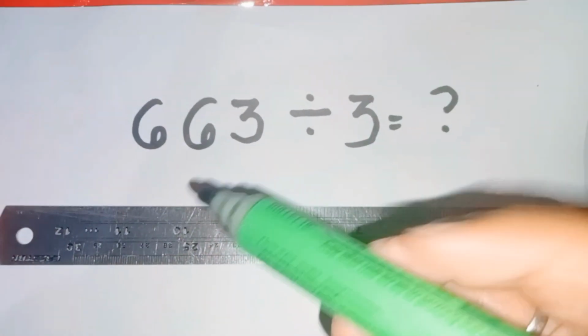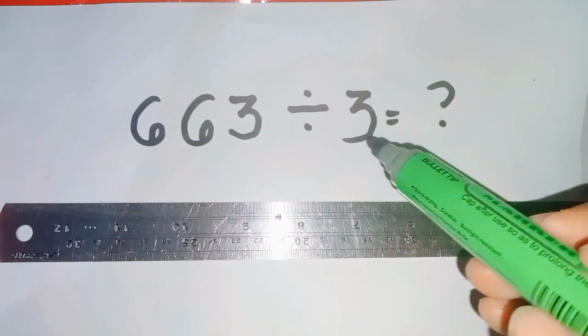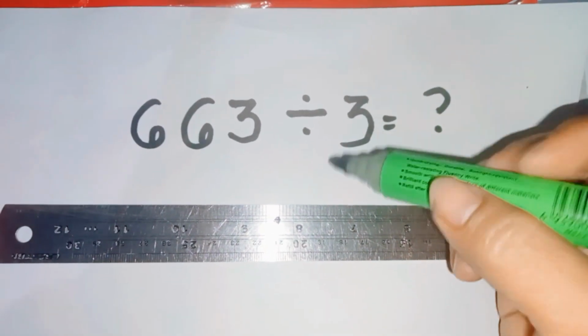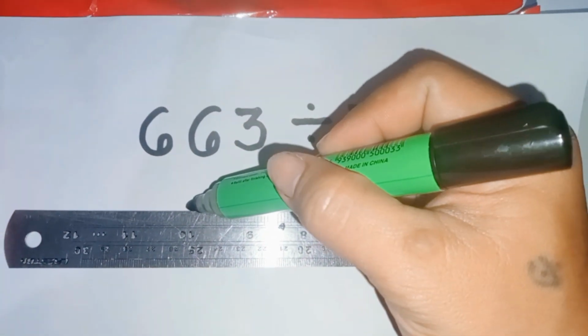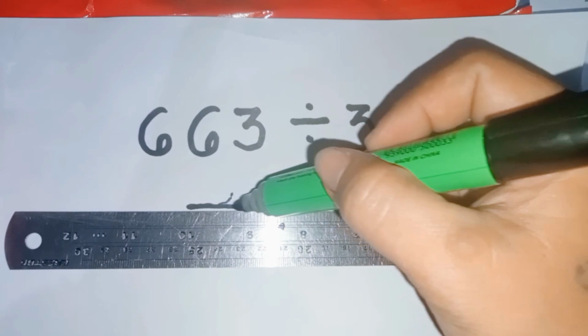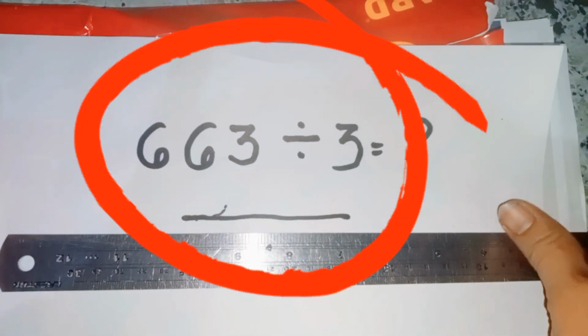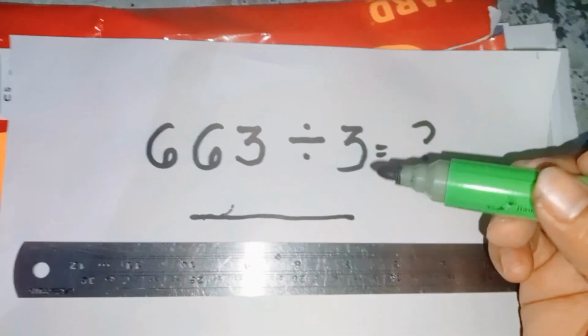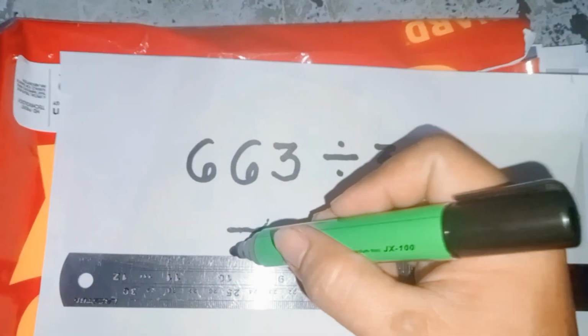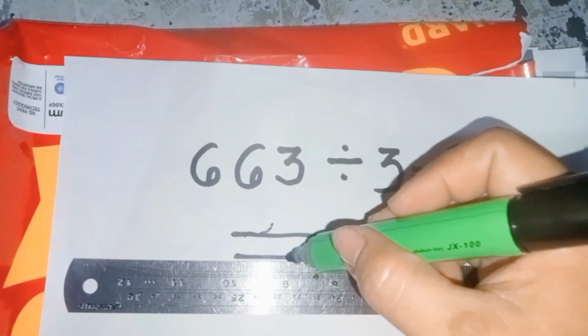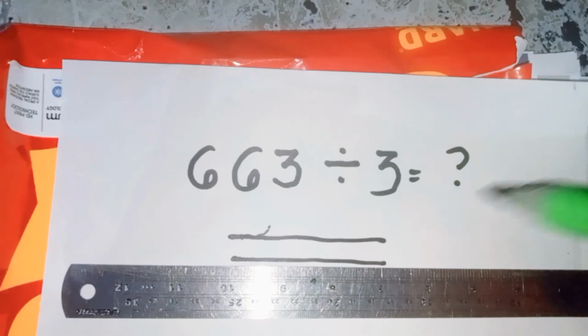So for today, we will divide this two-digit number, 663, by a one-digit number, 3. Usually we can do mental math, but we can also solve this by other means, like this one.